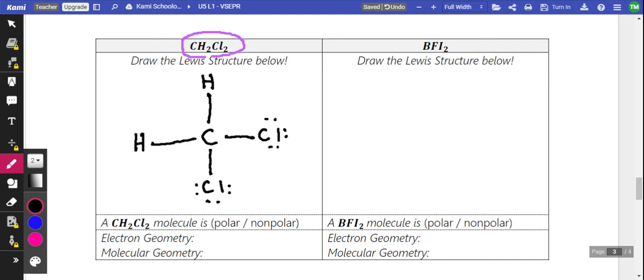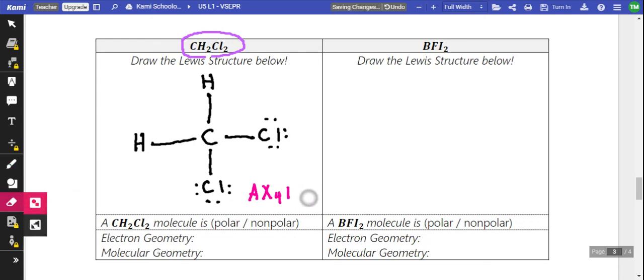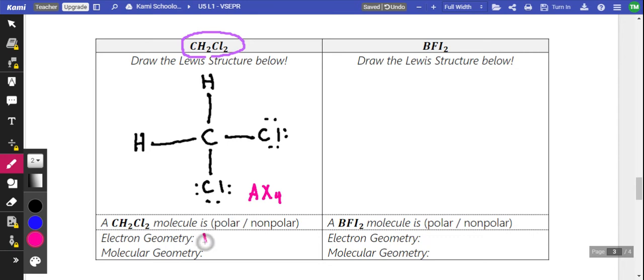Okay, we have in this case a central atom, 4 bonded atoms, AX4, and then no lone pairs on the central carbon. So you could say this is E0, or you could just say AX4 and leave the E0 out. Okay, finding that on our VSEPR chart, our electron geometry is tetrahedral. And our molecular geometry is also tetrahedral.